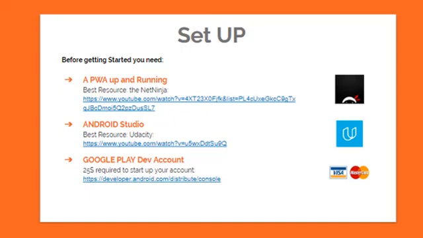Now, before writing our first line of code, there are three things that we must do. First of all, we must make sure that we have a progressive web app up and running. If you have it, fine. If you don't have it and you don't know where to start, check out the NetNinja's YouTube channel. Over there, you will find a fantastic tutorial on progressive web apps.